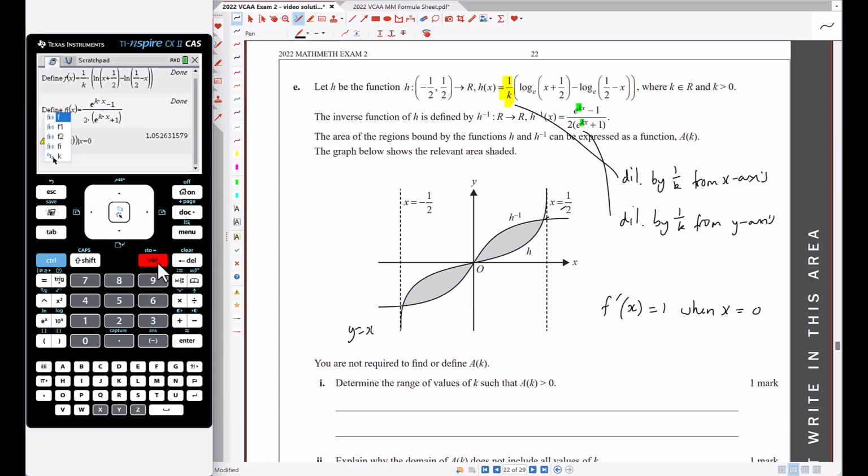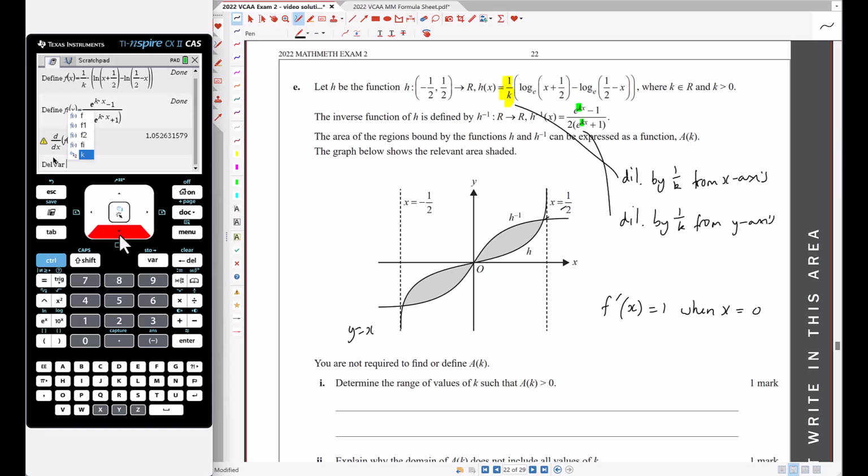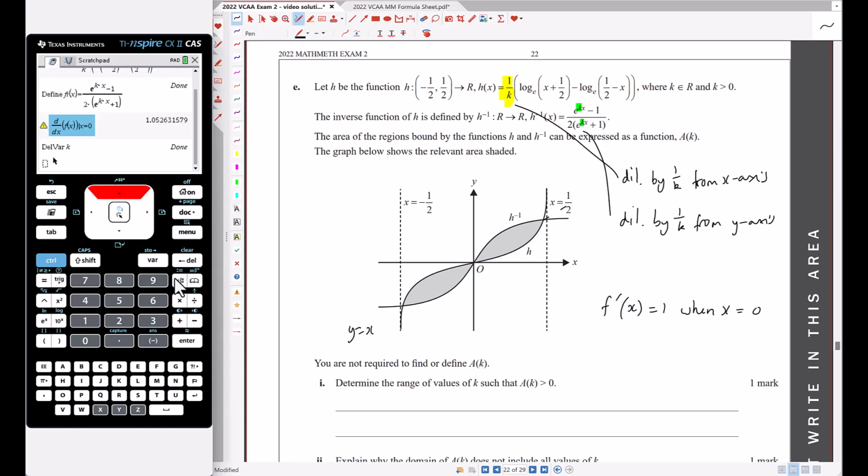Can I delete k? Yes. Let's see if we can. Menu 1. This is why the sliders are problematic. Delete variable, and I've got a variable k here. I'm going to delete that. Okay, so now let's see what happens when we do this.